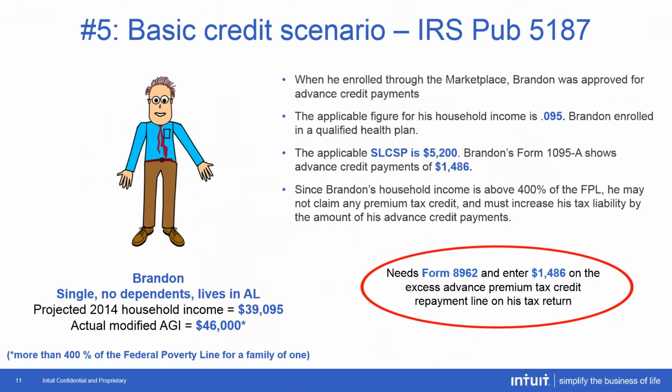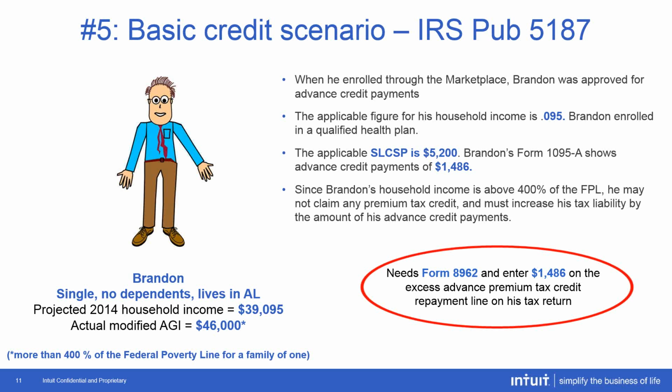Okay, use case number 5. Another basic credit scenario from IRS publication 5187. We have Brandon Talbot, who is single with no dependents and lives in Alabama. When he enrolled through the marketplace, Brandon was approved for advanced credit payments based on his projected 2014 household income of $39,095. The applicable figure for his household income is .095.